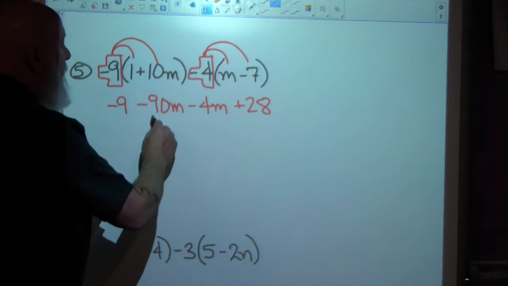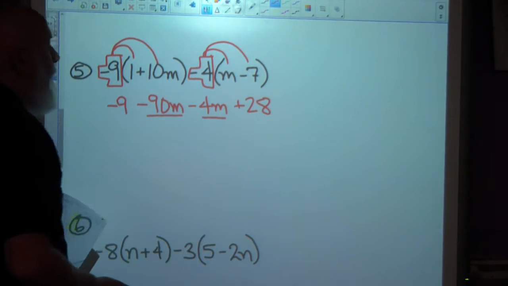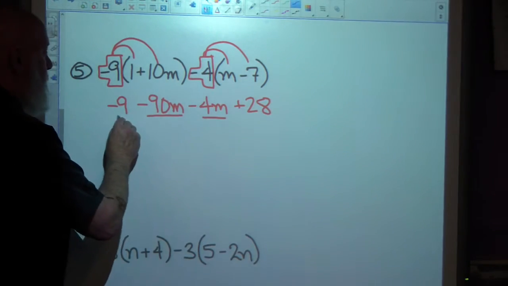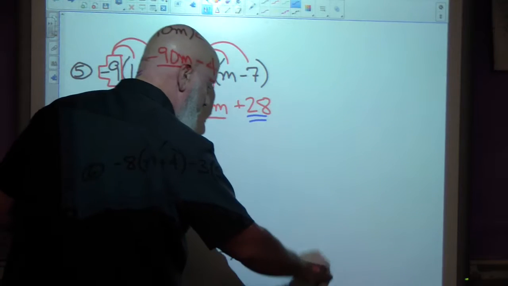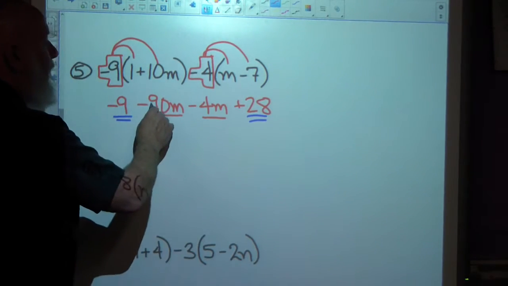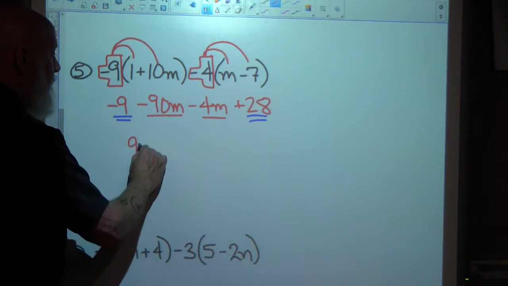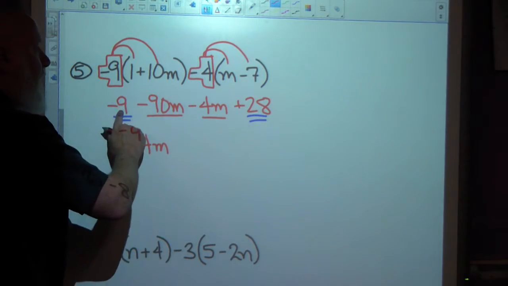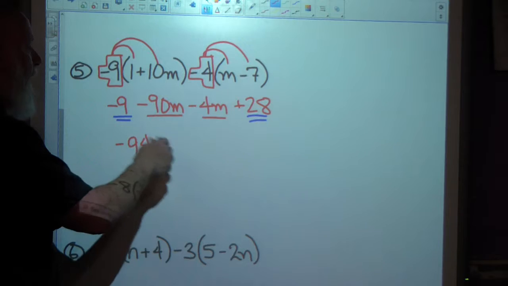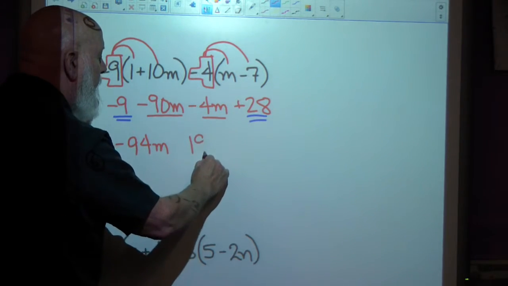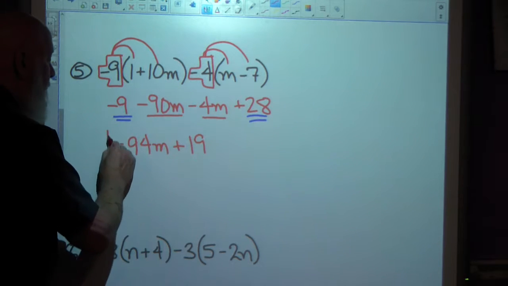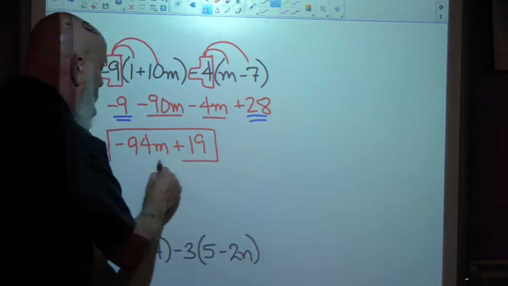Now I'm going to combine my m's, and then I'll combine my constants. So this will be, they're the same sign, so I'm going to add them together and keep the sign. And these are different signs, so I'm going to subtract and keep the sign of the one with the greater absolute value. So you could leave your answer like this if I haven't made a mistake.